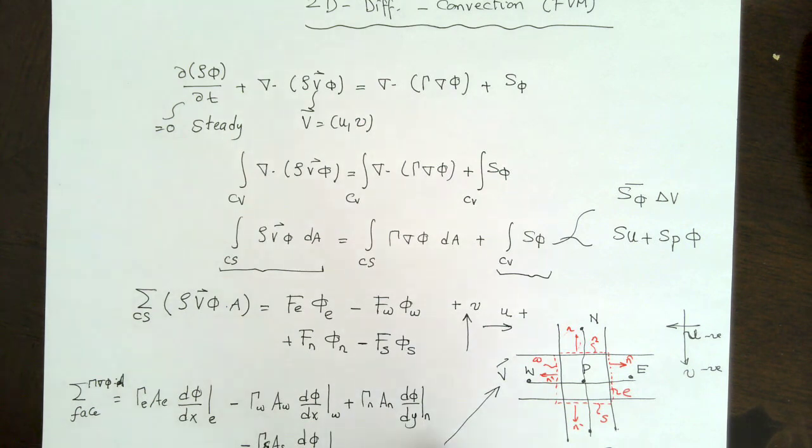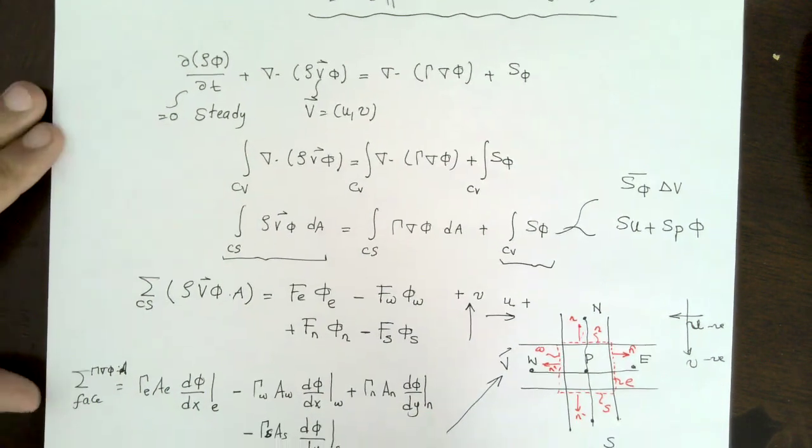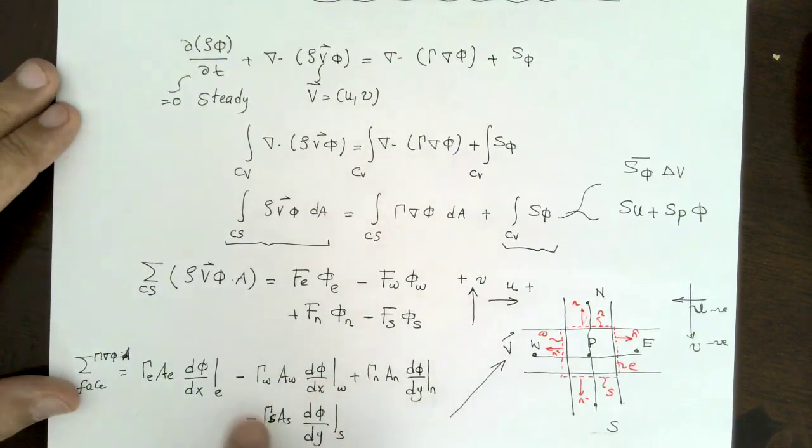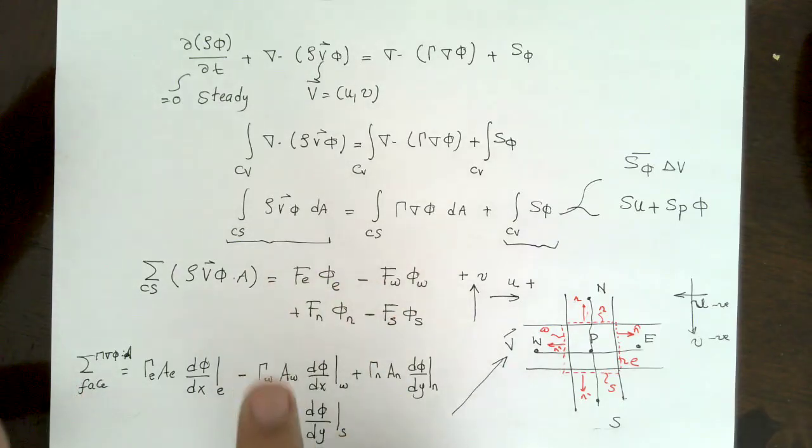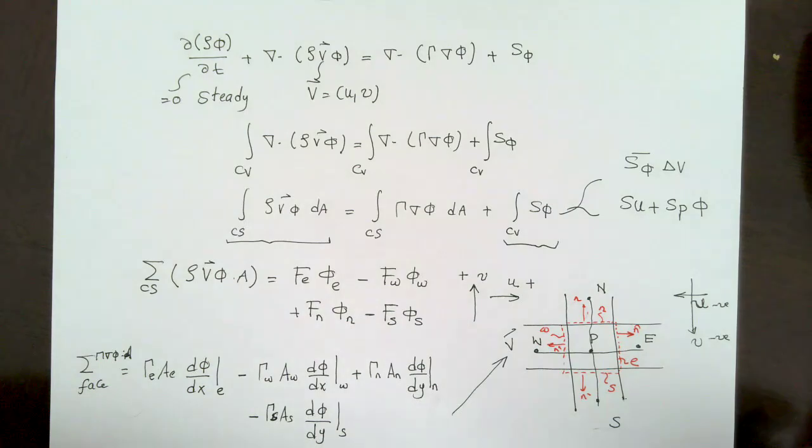Again, we have to approximate the temperature gradient or the phi gradient, and we're going to approximate the value of phi on the faces as well. And that's what we used to do in the previous lectures.